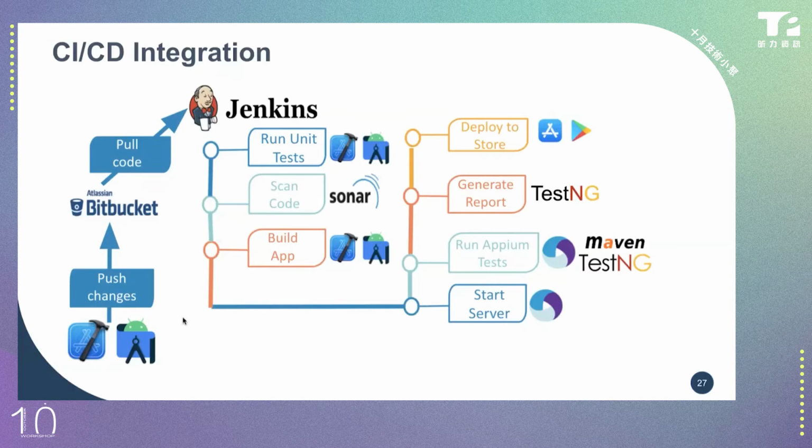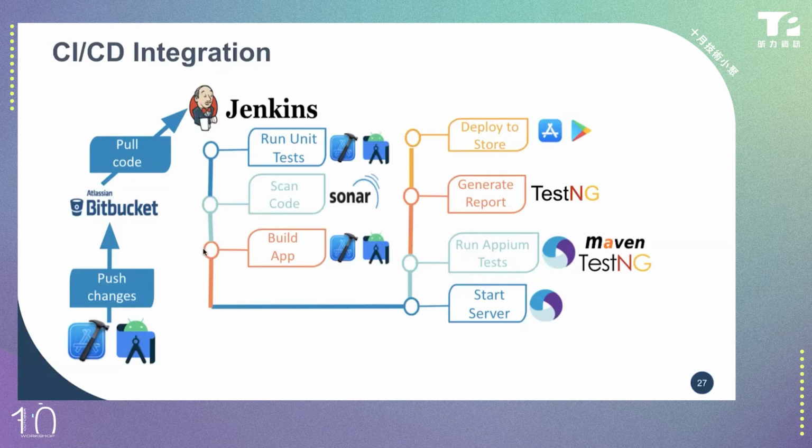So you could imagine that you're working on your app, either the iOS app or Android app in Xcode or Android Studio. You made some changes. You then push them to your remote repository, like, for example, Bitbucket. Jenkins will then see that there have been changes and pull the code. It will automatically trigger the pipeline and run the unit tests. Maybe you run a SonarQube scan to scan the code, and then build the application.